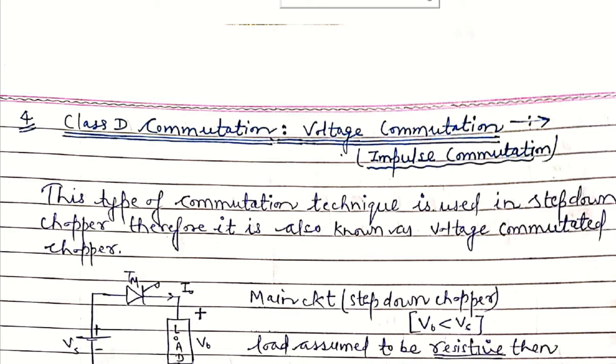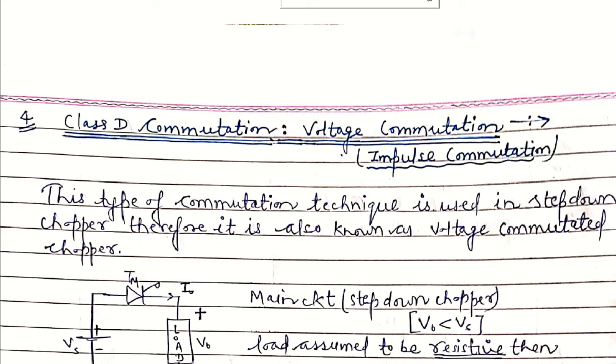In today's class we will see the fourth type of commutation, that is class D commutation, also known as voltage commutation. Till now we have discussed three types of commutation technique for the thyristor. First one is class A commutation, known as load commutation. Second one is class B commutation, known as current commutation. Third is class C commutation, known as complementary commutation. Now the fourth one is class D commutation, known as voltage commutation.